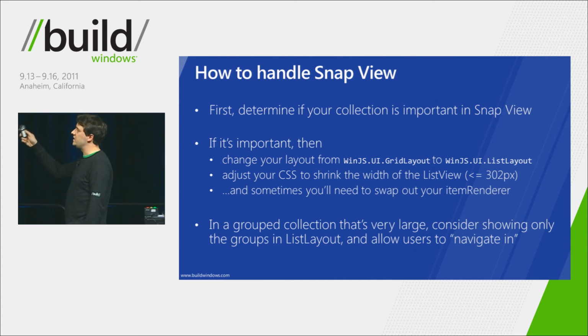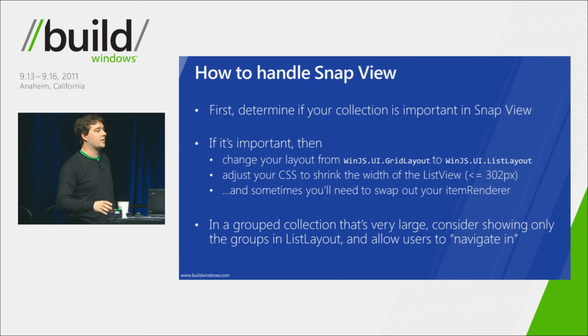The second thing you need to do is adjust your CSS to shrink the width of the list view to no more than 302 pixels. And that's not a typo. Snap View is 320 pixels wide, but we have found that 302 pixels just happens to be the right number to allow the list view a little bit of breathing room when it draws its scroll bar on the side between that and the edge of the Snap View. So this is, I think, just the right number. You can make it whatever you want.